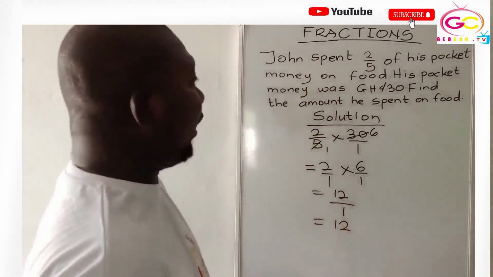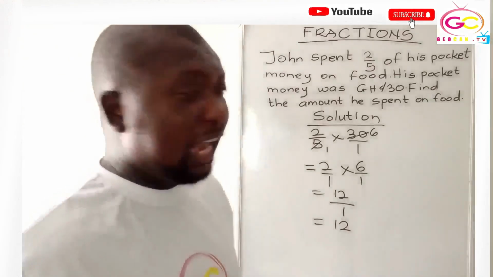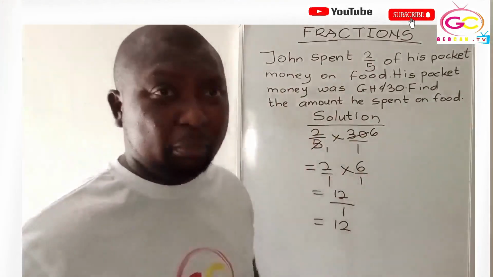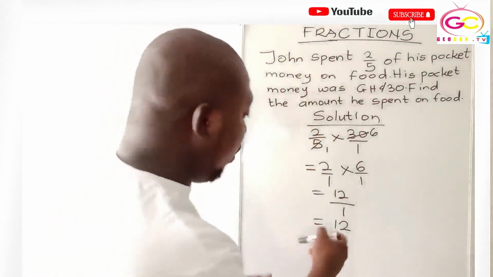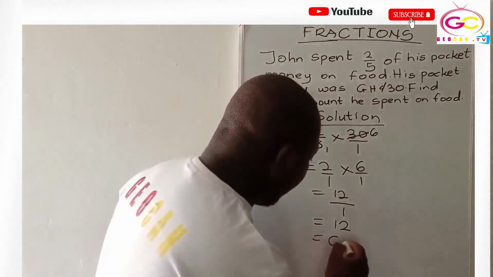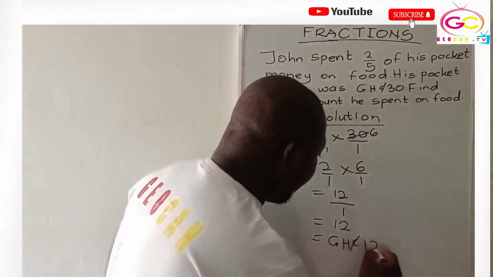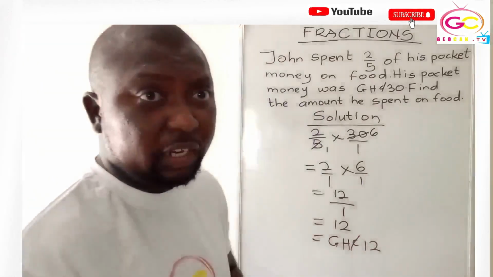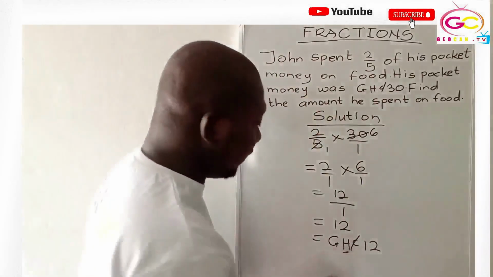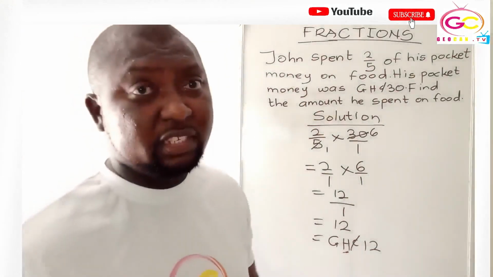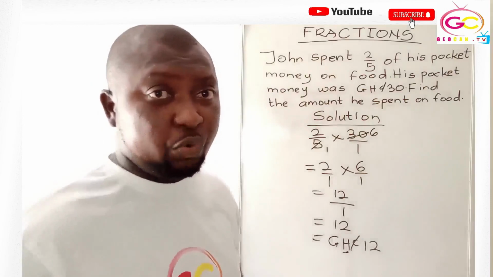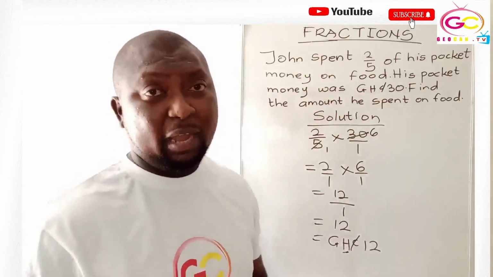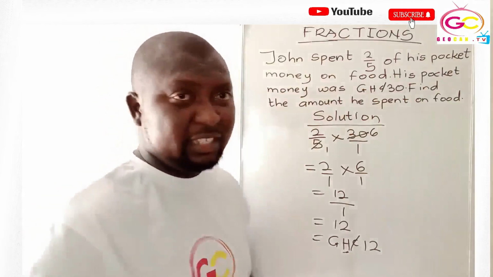So 12 over 1 is the same as 12. So what it means is that the actual amount John spent on food will be equal to 12 cedis. In this context, it's very important you bring the amount. It's very important you bring the symbol, which means it's in cedis. If it's in dollars, you write the dollar symbol. If it's euro, you write the euro symbol. But in this context, it's in cedis.